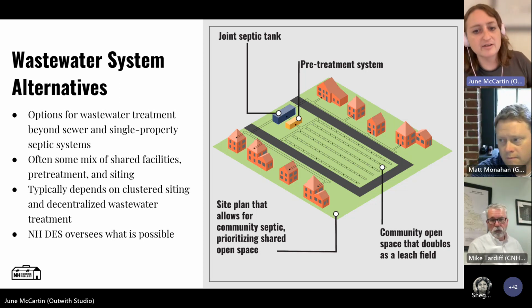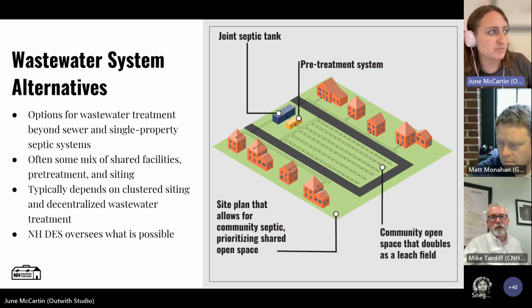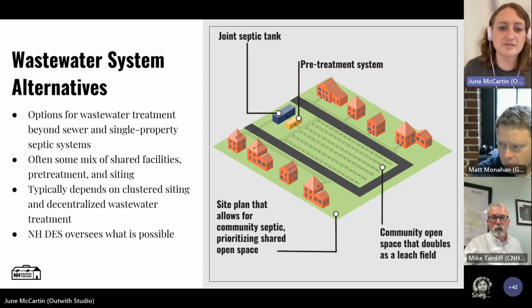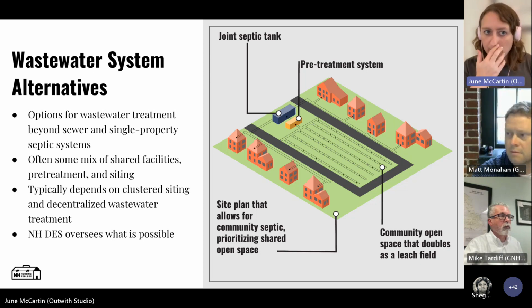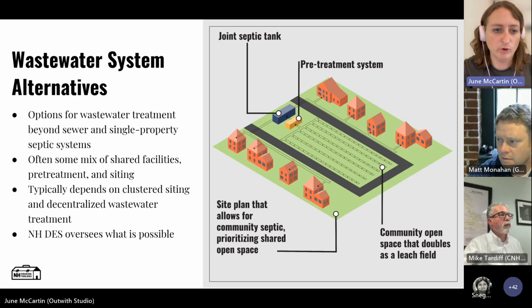Now, all of that is covered by DES. This is the type of thing where the town and the developer need to be in active conversation with DES to make sure you're not getting ahead of your skis here. But it's an important set of considerations, and there have been some good examples in New Hampshire of how this sort of decentralized but clustered wastewater treatment can work.